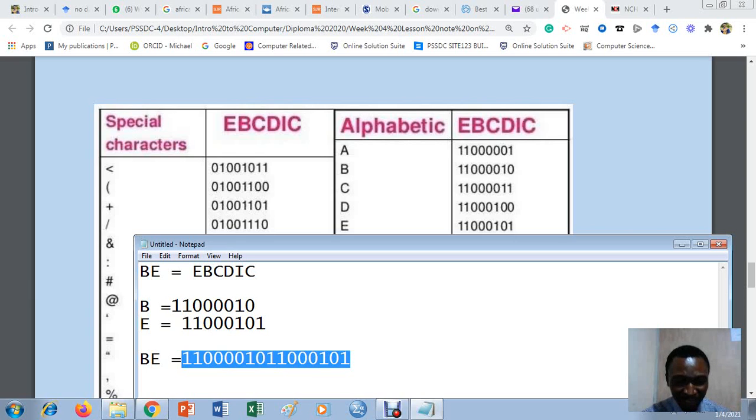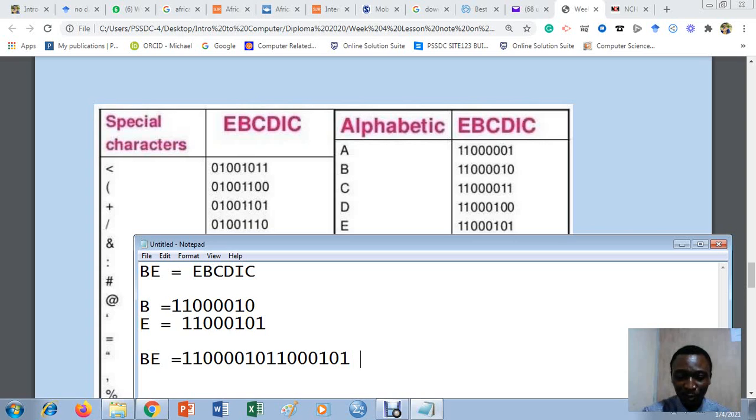If you type BE inside, the system will only recognize it to be these digits. And if I ask you here, how many bytes do you have here? Remember we said a total number of 8 bits make a byte. So in here, let's calculate it together. This is 1 2 3 4 5 6 7 8. That's what? 1 byte. Another again, 1 2 3 4 5 6 7 8.